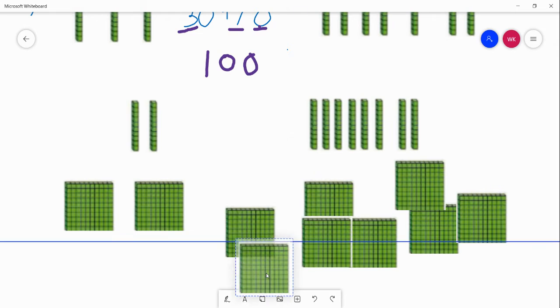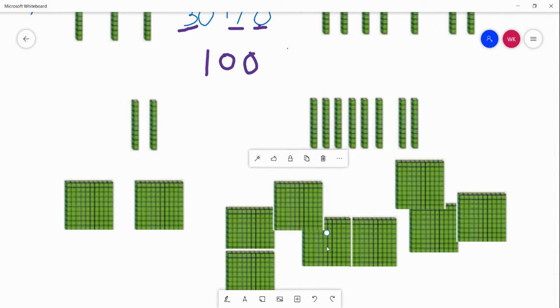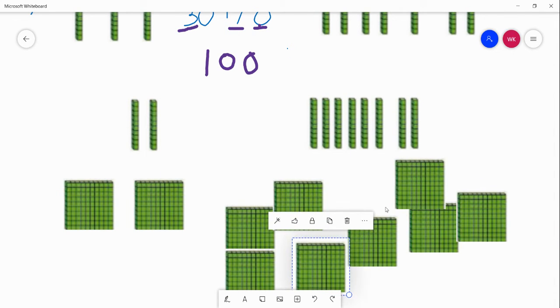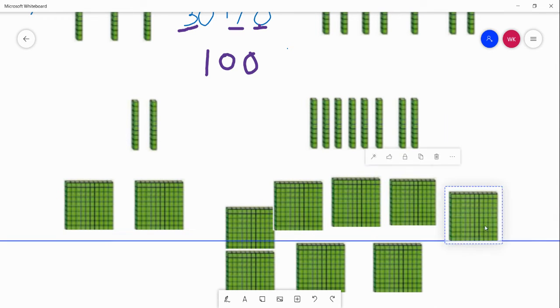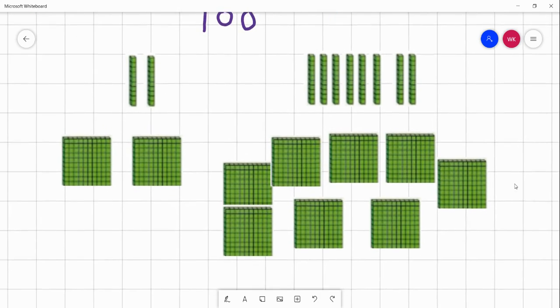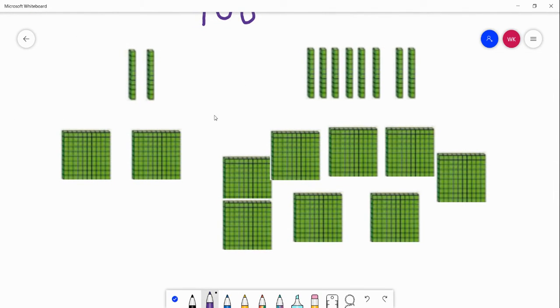So we have 1, 2, 3, 4, 5, 6, 7, 8. All right. So we figured out that we have 2 tens over here, so 2 tens is 20, plus we have 8 tens over here, so 8 tens is 80. So now we have 80 plus 20. If you don't know what that is, go ahead and look at your tens place. What is 2 plus 8? 2 plus 8 is 10.